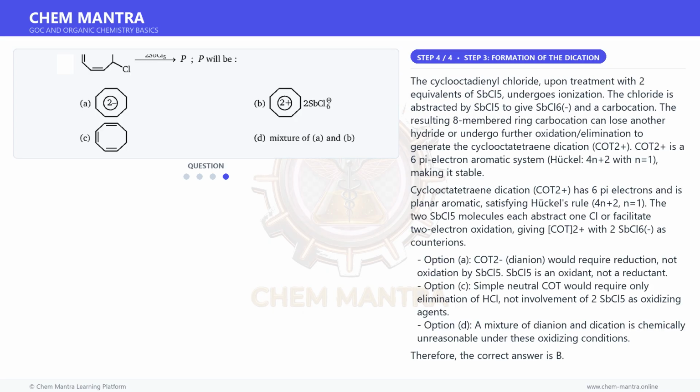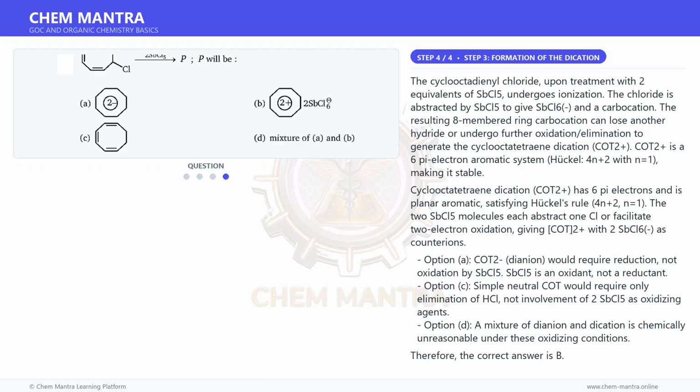And for the final step, the cyclooctadiene chloride, upon treatment with 2 equivalents of SbCl5, undergoes ionization. The chloride is abstracted by SbCl5 to give SbCl6- and a carbocation. The resulting 8-membered ring carbocation can lose another hydride or undergo further oxidation and elimination to generate the cyclooctatetraene dication, COT2+.